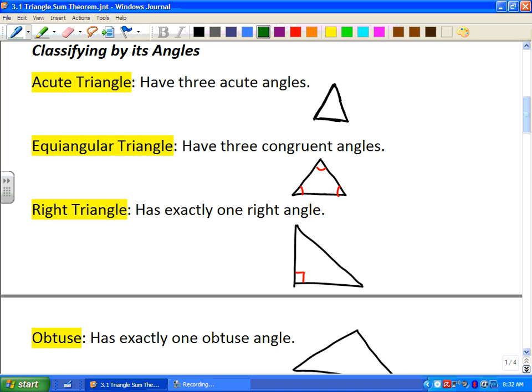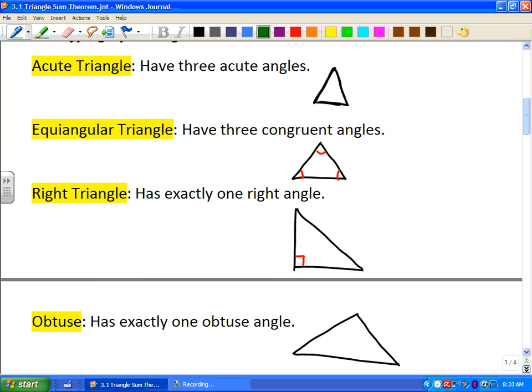All right, an equiangular triangle, you know what equiangular means? It means all the angles are the same, so a triangle with 3 congruent angles. All right, a right triangle. A right triangle has exactly 1 right angle.